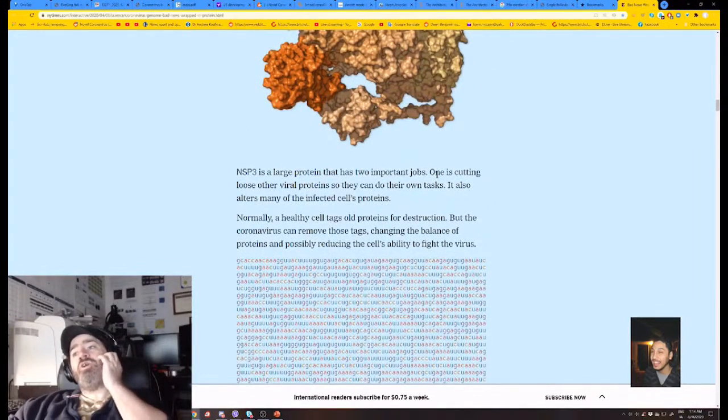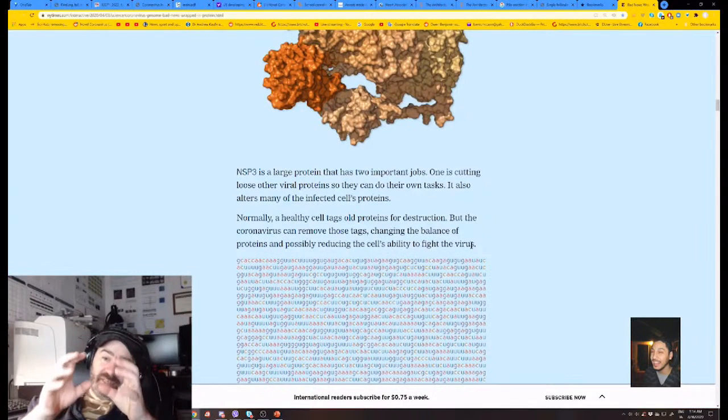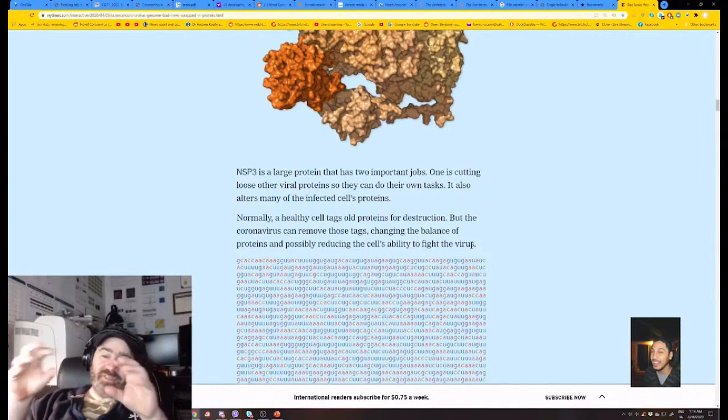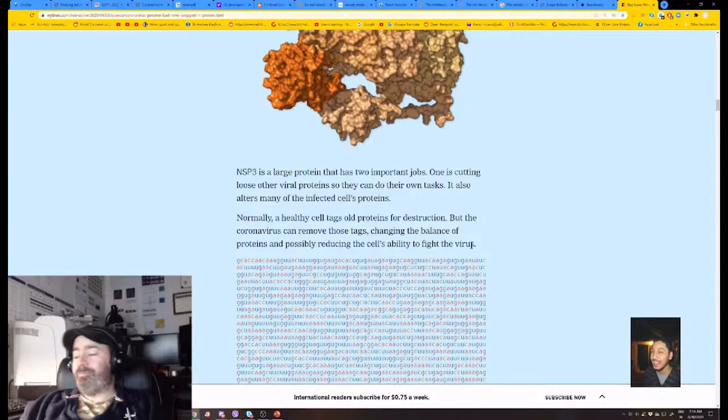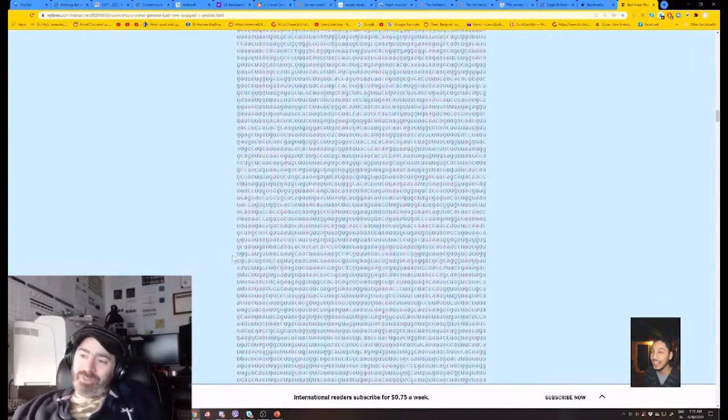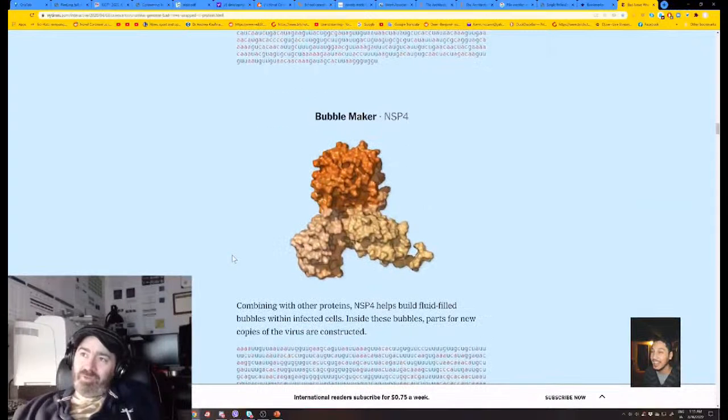NSP3 is a large protein that has two important jobs. One is cutting loose other viral proteins so they can do their own task. It also alters many of the infected cell's proteins. Normally a healthy cell tags old proteins for destruction, but the coronavirus can remove those tags, changing the balance of proteins and possibly reducing the cell's ability to fight the virus. Remember guys, that this virus has the capacity to change the cytoskeleton of a cell such that it will send out tentacles and punch holes into a neighboring cell.